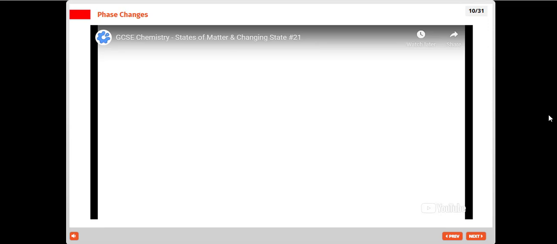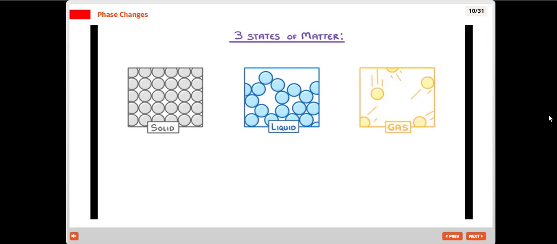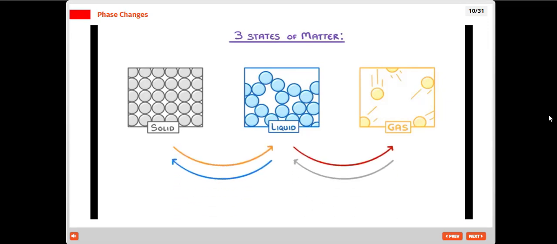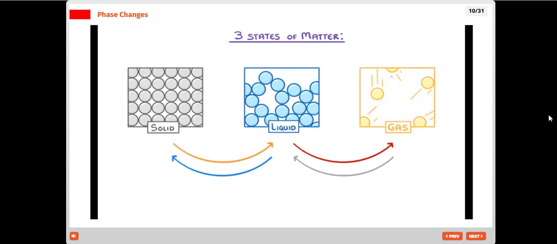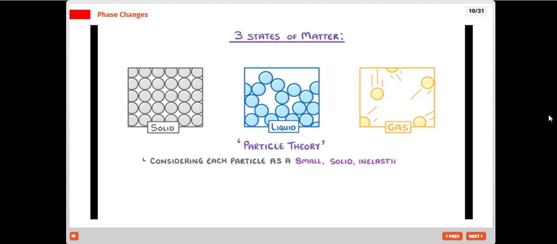In today's video, we're going to look at the three states of matter: solid, liquid, and gas, and see how substances can change from one state to another. To do this, we're going to use a model called particle theory, which helps us explain how the particles in each state behave by considering each particle as a small, solid, inelastic sphere.